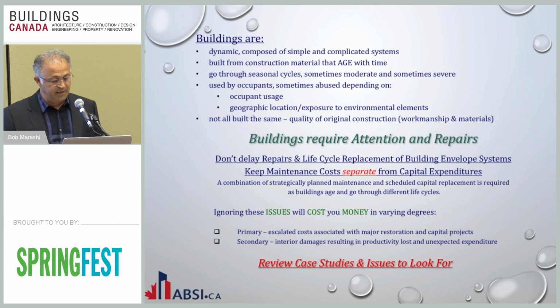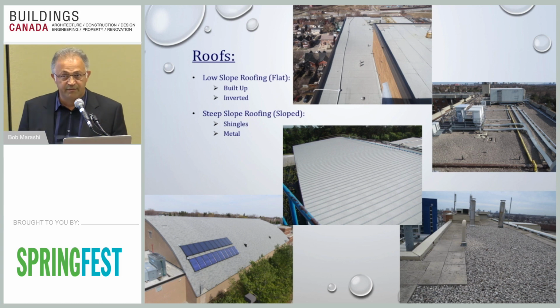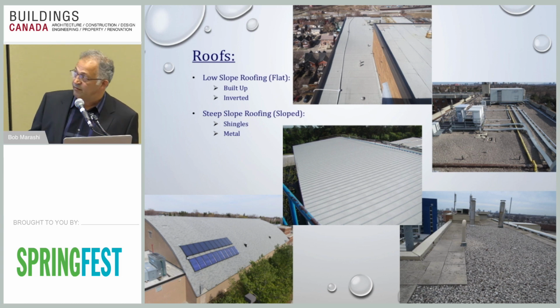So let's review some case studies and issues to follow. We start with roofs, we go to walls and fenestration and some joints. Roofs are typically two types, low slope and steep slope, everybody knows. You can have examples of flat, built up, inverted roofs, metal roofs, shingle roofs, just some examples.